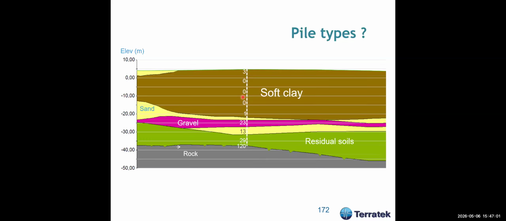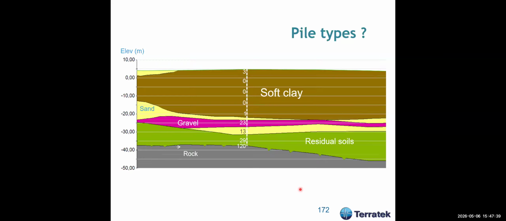Okay. This is a project. You have soft soils and then gravel and then sand, some residual soil, and then you have rock. So, which kind of pile can you use here? If you're dealing with small loads, small buildings, definitely it has to be driven piles because of the soft clay. You can use micropiles because you can go through the soft clay and leave a casing in the soft clay. And with micropiles, you can drill into the rock.